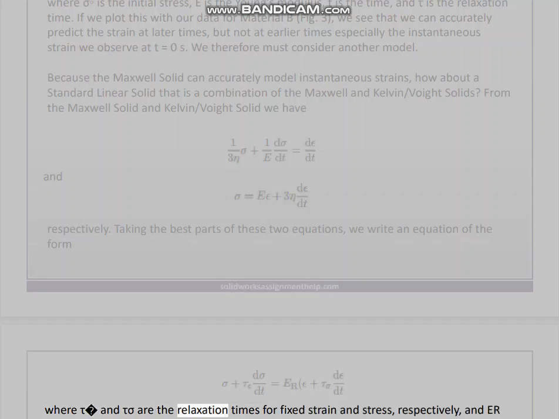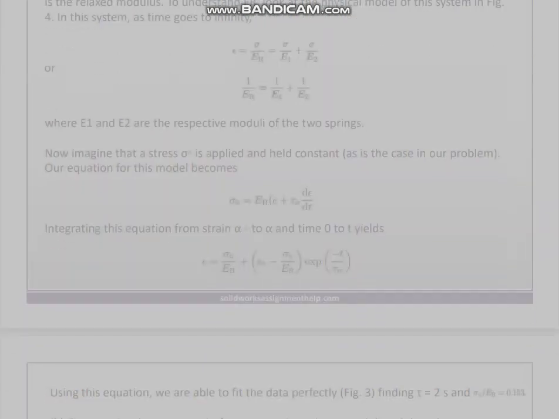Where tau epsilon and tau sigma are the relaxation times for fixed strain and stress, respectively, and ER is the relaxed modulus. To understand ER, look at the physical model of this system in Fig. 4, in this system, as time goes to infinity, where E1 and E2 are the respective moduli of the two springs. Or, now imagine that a stress sigma is applied and held constant, as is the case in our problem.